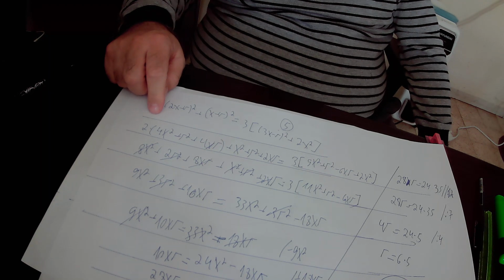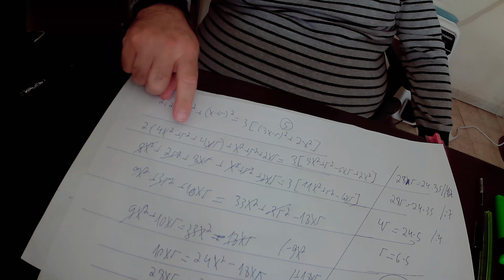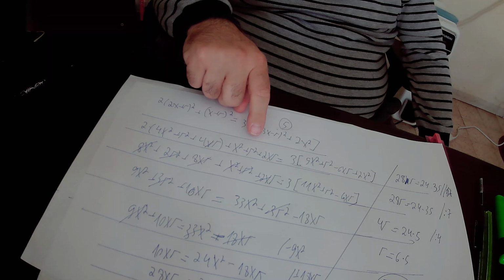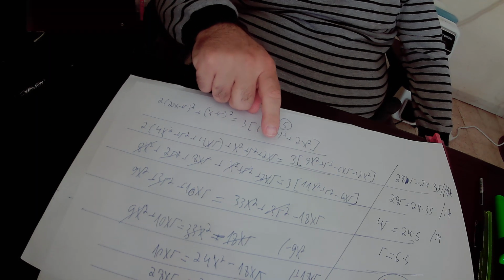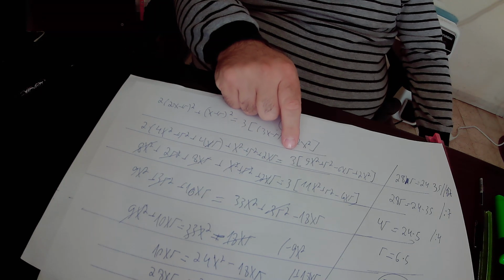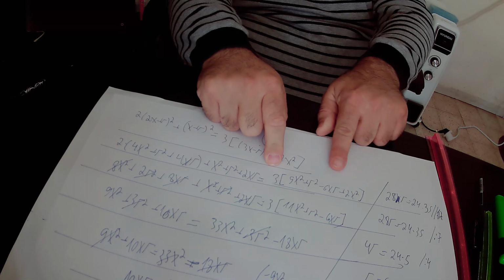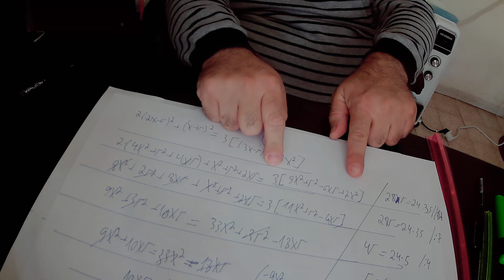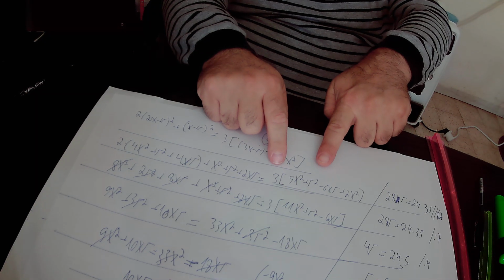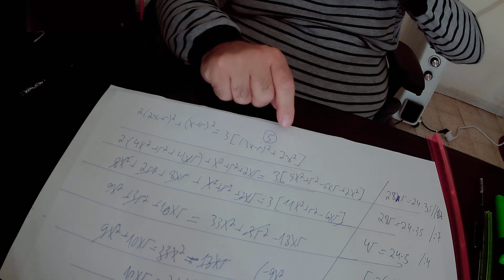Here we open the brackets again. 2 times 4x squared is 8x squared, 2 times r squared is 2r squared, and 2 times 4xr is 8xr, plus x squared plus r squared plus 2xr. And it is equal to 3 times, inside the brackets, 9x squared plus 2x squared is 11x squared, plus r squared minus 6xr.